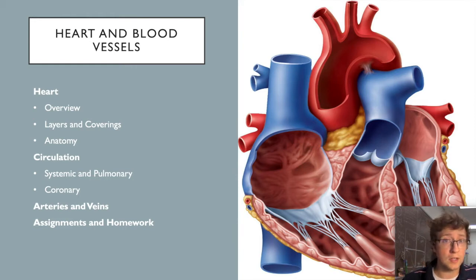Then we're going to get into the circulation that the heart participates in. So, what blood vessels are coming off the heart, what blood vessels are coming into the heart, and then what are the blood vessels that actually give blood to the heart that consist of the coronary circulation. Then we're going to look at major arteries and veins found in the human body.